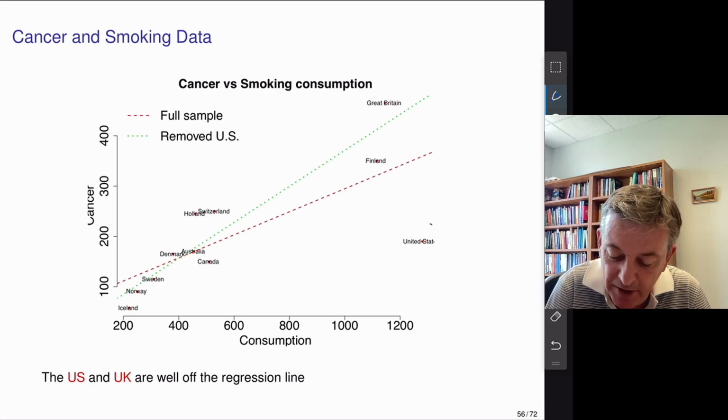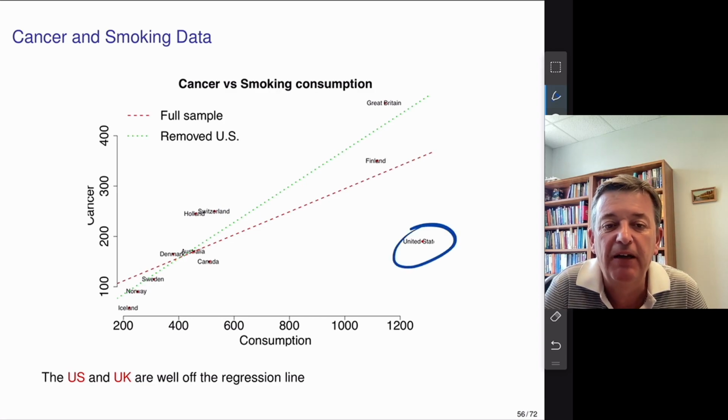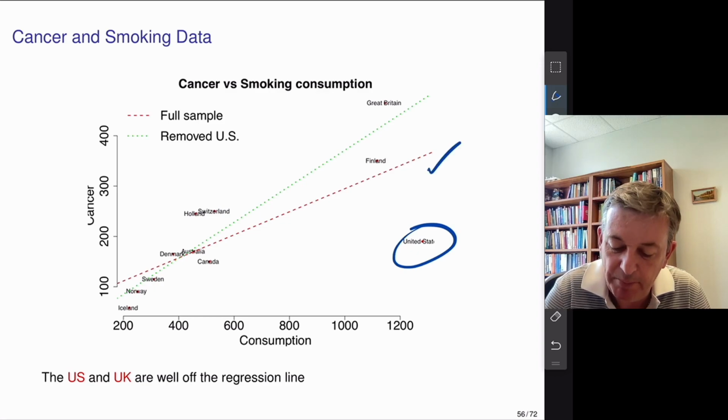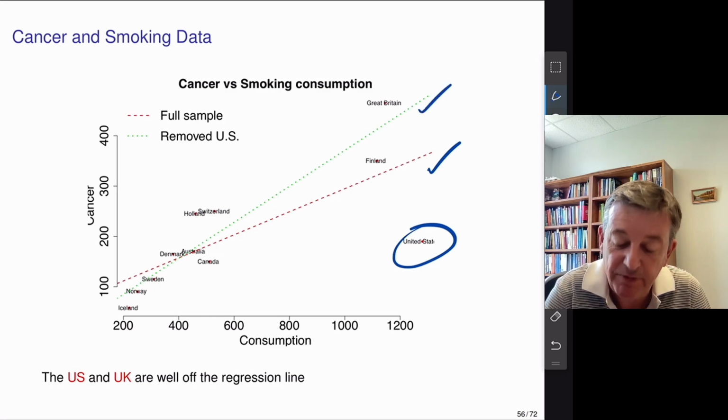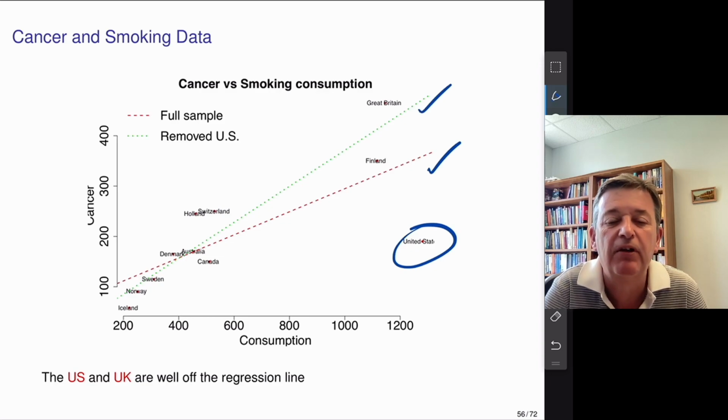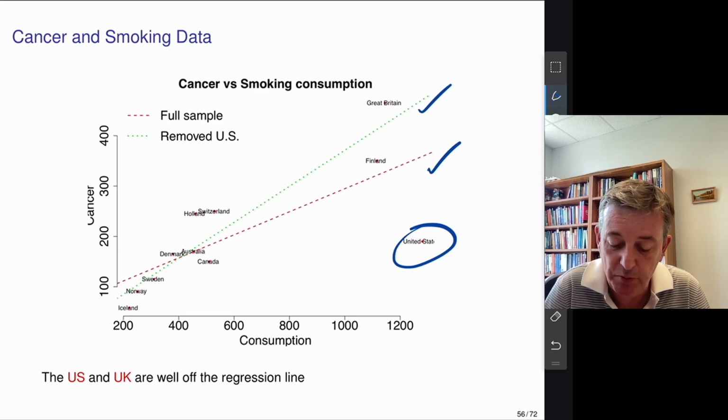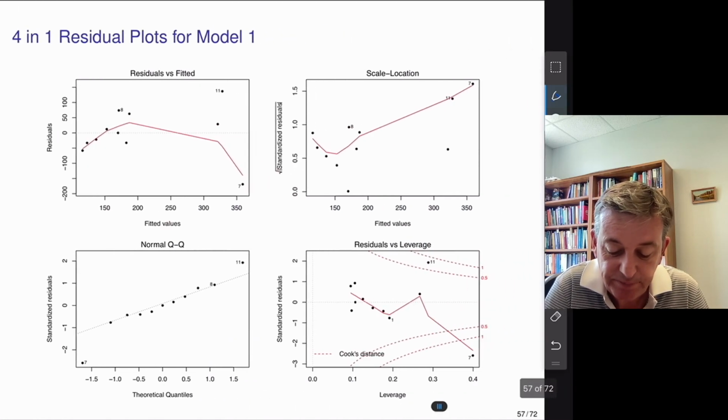Clearly, the US is going to be an influential point. So if I look at the regression line, the optimum beta hat with the US in, that's the red dotted line. If I take the US out, the effect for the European and Scandinavian countries becomes much bigger. I get the dotted green line. And again, that's something that Cook's distance would diagnose for us.